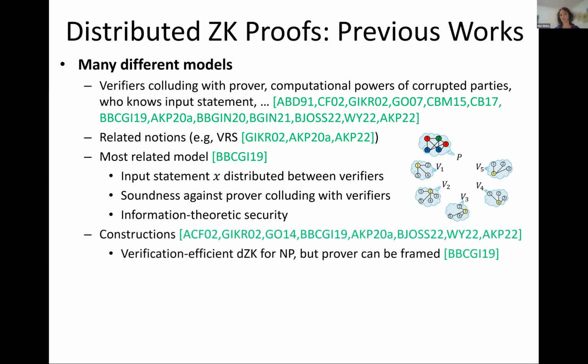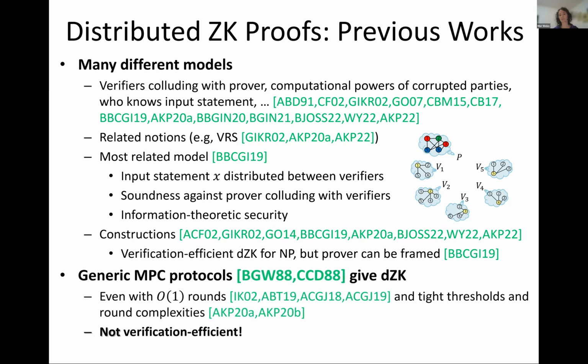So in these different models, there have been different constructions. The most relevant for us is a construction of Bonnet et al., which give verification efficient DZKs for NP, but the prover can be framed in their construction. And actually, all of these constructions fall short of getting both verification efficiency and framing free in our model. So before I continue, I just want to note that we could have just solved the DZK problem by using generic off-the-shelf MPC protocols, but this would not give us verification efficiency. So to get something verification efficient, we really need to tailor the protocol to the distributed zero-knowledge setting.